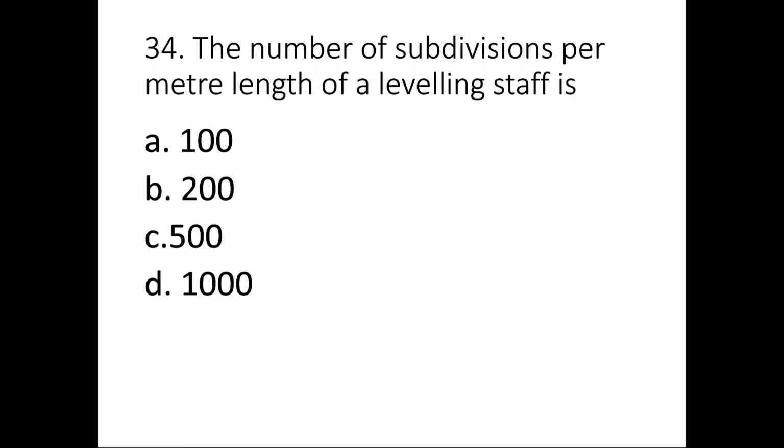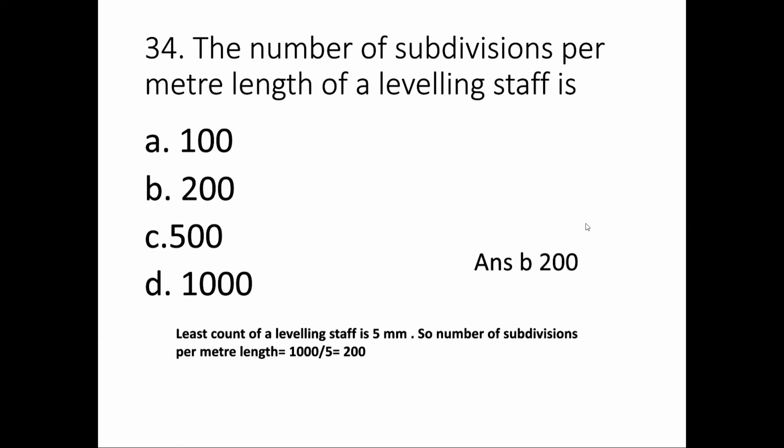Next question. Number of subdivisions per meter length of a leveling staff is options A 100, B 200, C 500, D 1000. Answer is B, 200. Least count of a leveling staff is 5 mm. So number of subdivisions per meter length, equal to 1 meter is 1000 mm, so 1000 divided by 5 gives you 200 subdivisions.